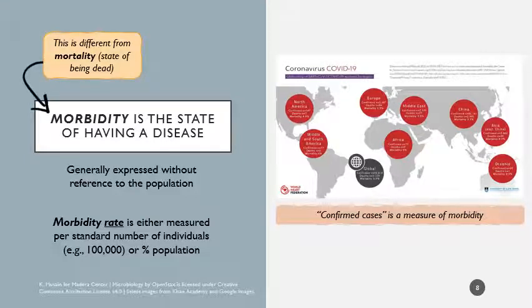Again, when we're thinking about morbidity, that is different from mortality. Mortality is the state of being dead, so mortality rate is the number of people who are dying. There's a lot of different metrics of mortality rate. There's your likelihood within the population to die from this condition. There's also case fatality rate, which is if you get this particular virus or bacterium or pathogen, how likely are you to die? So there's different ways of measuring that.